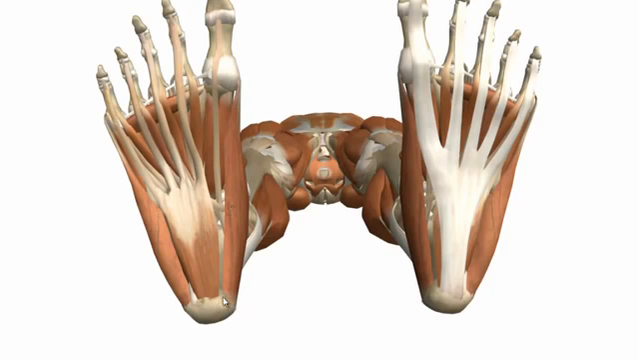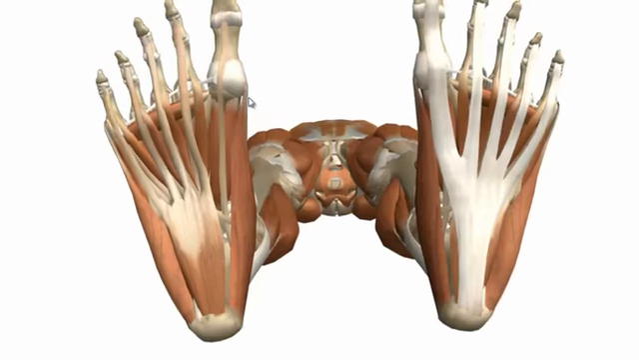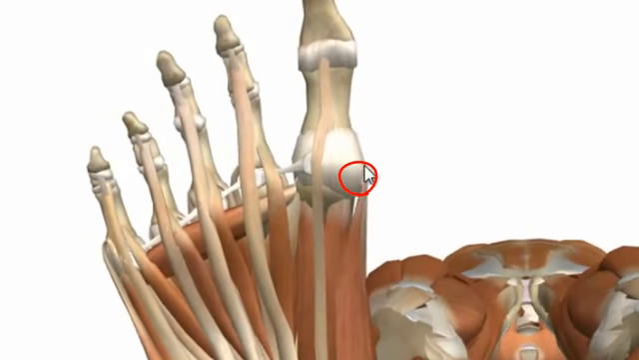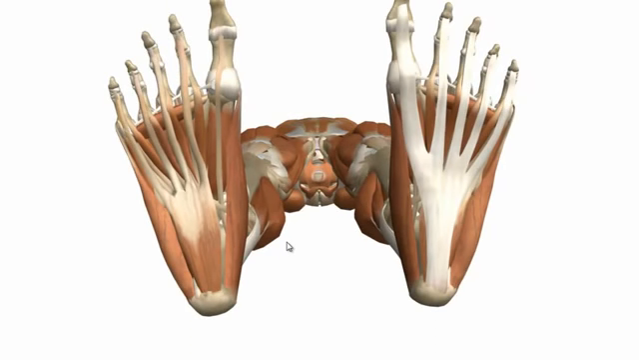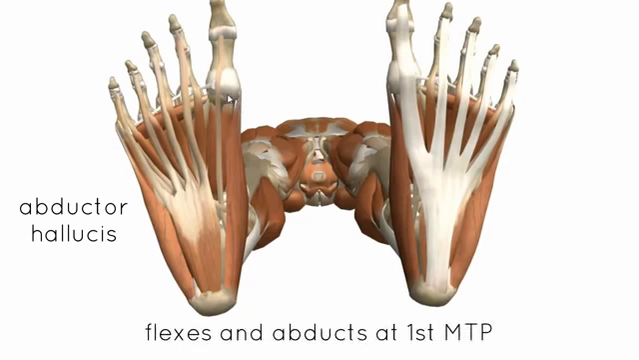So this originates on the medial process of the calcaneal tuberosity, and it inserts medially at the base of the proximal phalanx of the great toe. So this muscle can flex the great toe at the MTP joint, and it also obviously abducts at the MTP joint, as the name suggests.